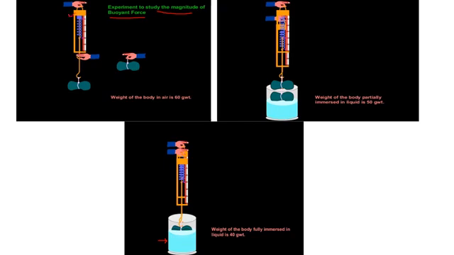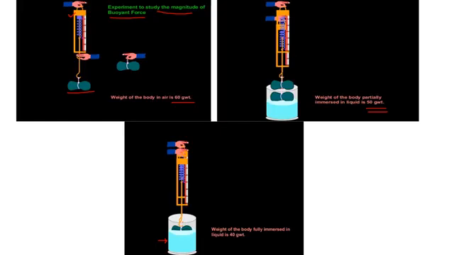Okay, you can see the spring over here, and there is a loop. On the loop we have put a stone which is tied with a thread. Now we have to measure the weight of this stone or weight of this body. The weight of the body is 60 grams. Now when I immerse this object in water, what I can see over here is the weight of the body partially immersed in the liquid, and now it is showing 50 grams.